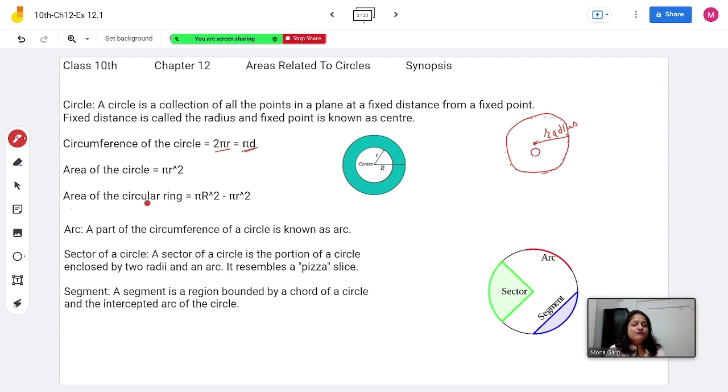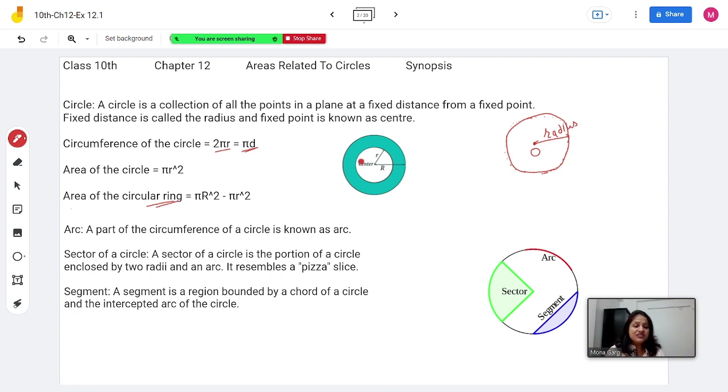Now, sometimes we have to calculate the area of a ring, and we will also calculate one question based on this formula in this chapter. If we have to calculate the area of a ring, then generally you calculate the area of the smaller circle, you calculate the area of the bigger circle, and then you subtract. But that is a bit time consuming. Instead of that, we can use the area of the circular ring.